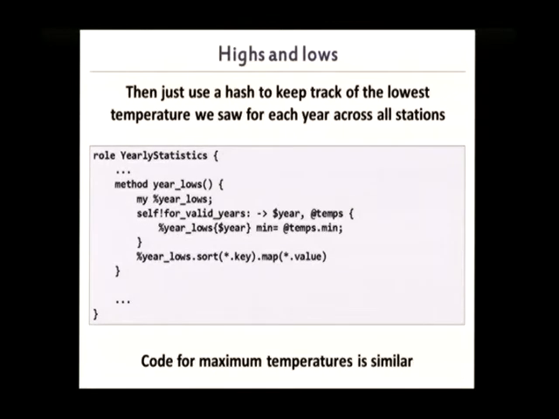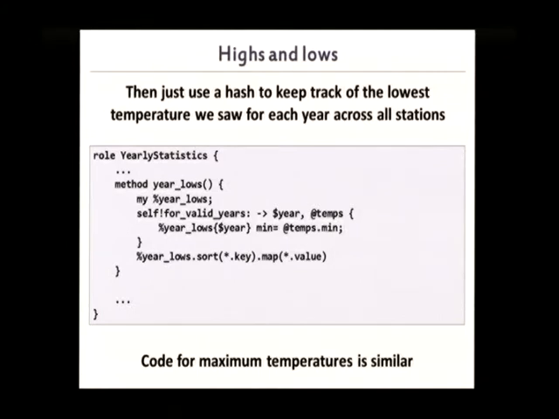And then to actually do the lows, we can use the min-equals operator. So all I'm doing here is year lows. We're going through all the valid years and all the data sets. We're getting the year, we're getting the temperatures, and we're finding the minimum temperature for those.